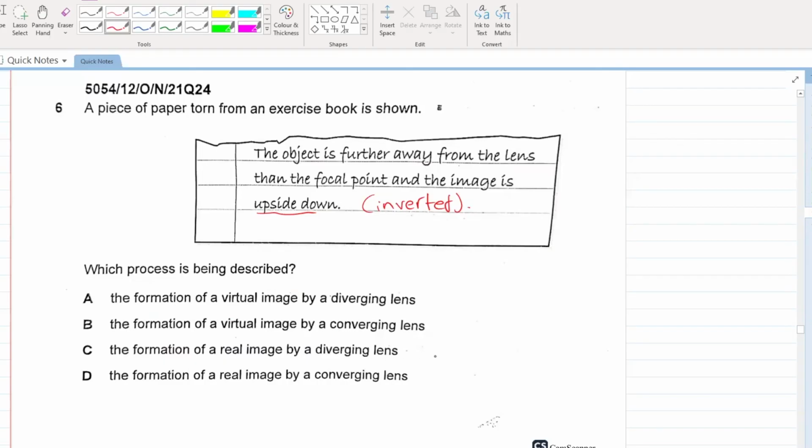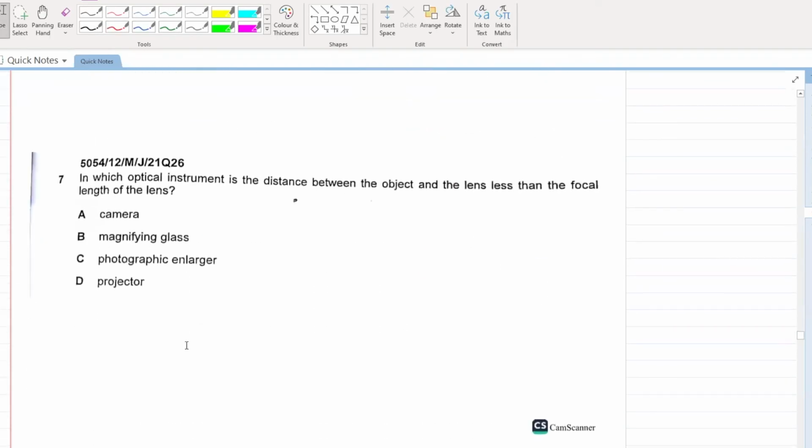The formation of a real image via a diverging lens? No, no diverging lenses will be used. No virtual images will be used. D is your answer. Real image and using a converging lens.